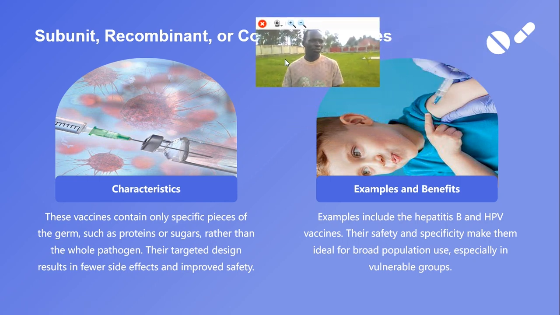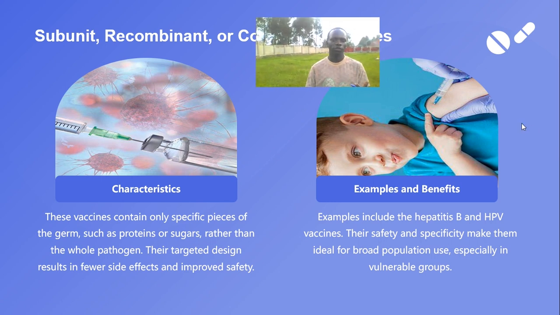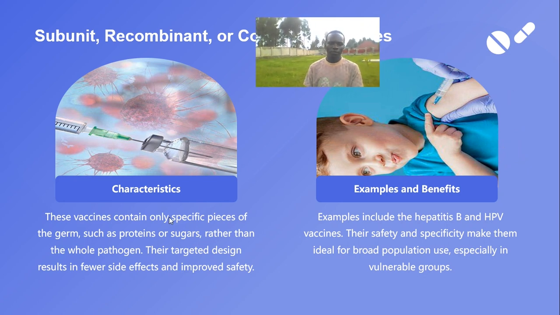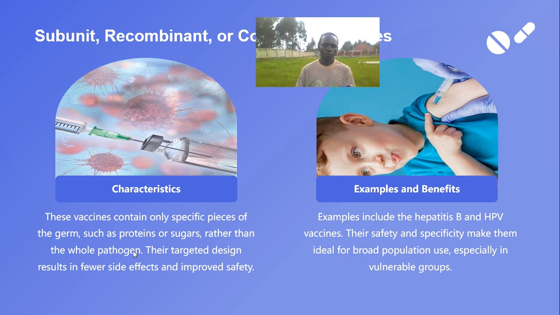The subunit vaccines contain some small parts of the pathogen. For example, they can contain a protein or a specific carbohydrate from the actual pathogen, but not the whole pathogen, inactivated or attenuated. So these vaccines only contain certain pieces of the germ, such as proteins or sugars, rather than the whole pathogen. Examples include the hepatitis B and human papillomavirus vaccines.